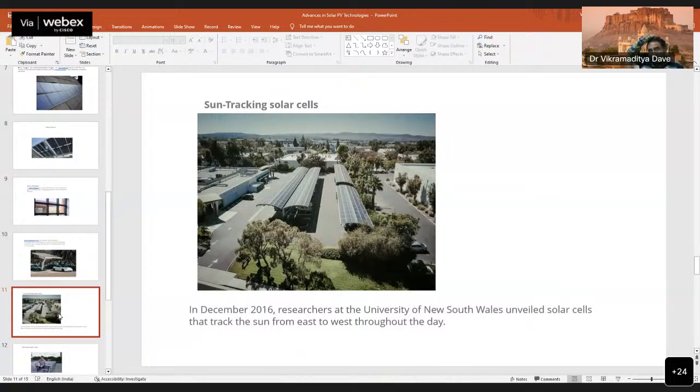In 2016, New South Wales scientists developed a solar cell which can track automatically according to the direction of the sun, that is from east to west throughout the day. But still it has not been commercialized. At lab level they have demonstrated it. We have developed a solar cell which will sense the direction of the sun and accordingly move. But this is at the research level only.